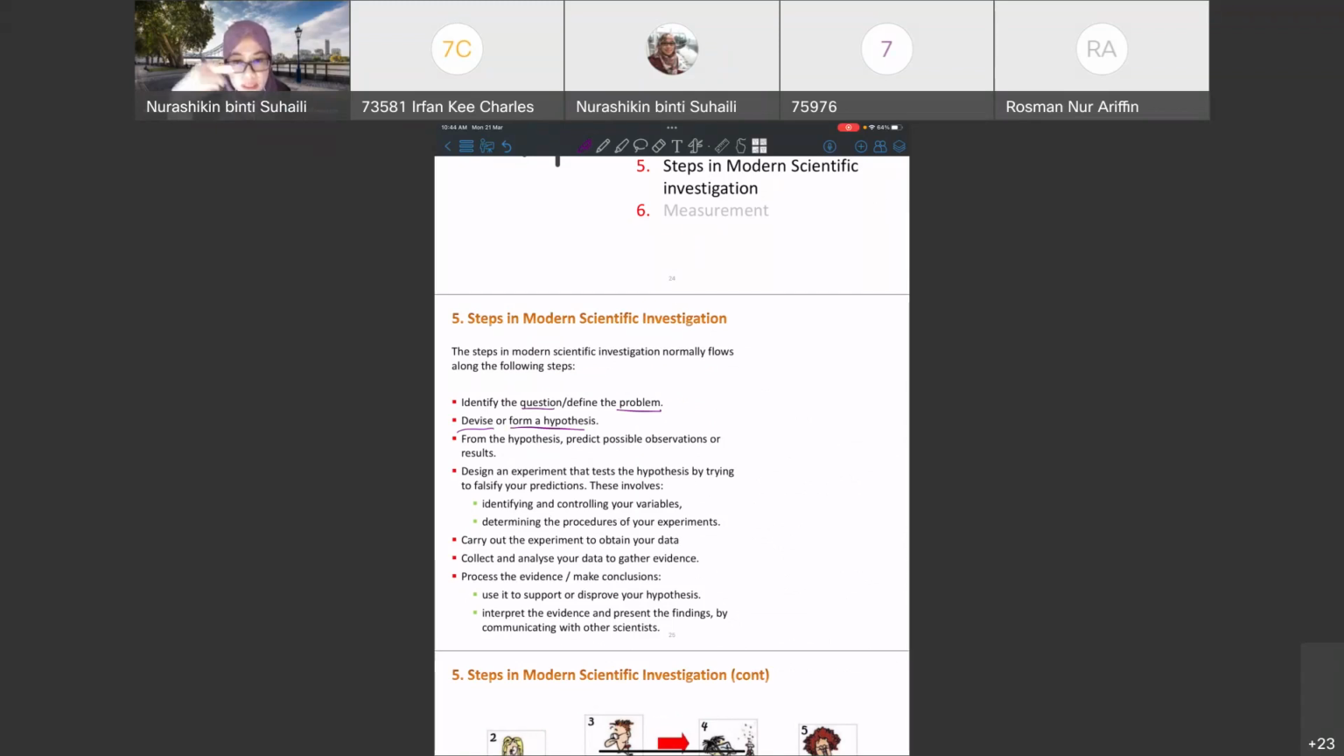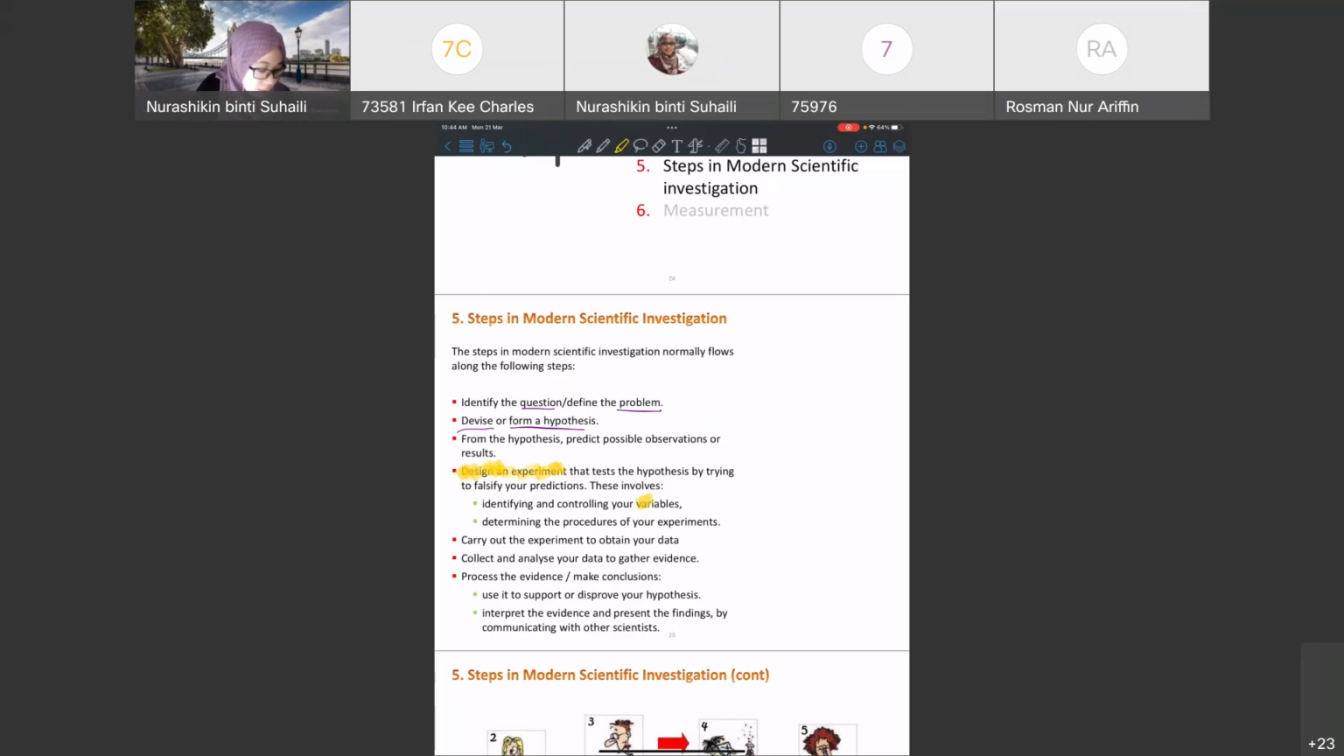From the hypothesis, predict possible observations or results. You must have some prediction. How do you know the prediction? You have to read from previous studies, the ones that overlap, maybe there are indicators that say this will be like this. So you must have your early prediction. And then design experiment. This word is very important. Design an experiment that tests the hypothesis by trying to falsify your prediction.